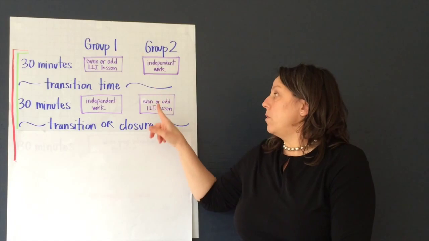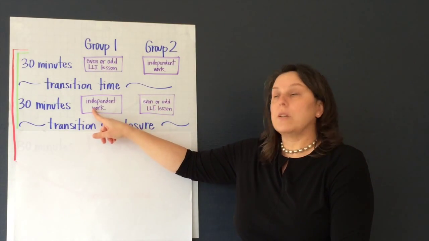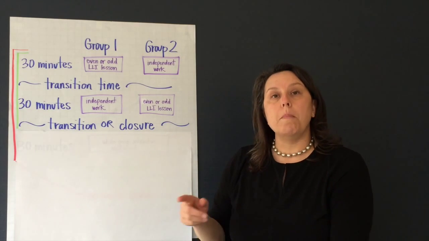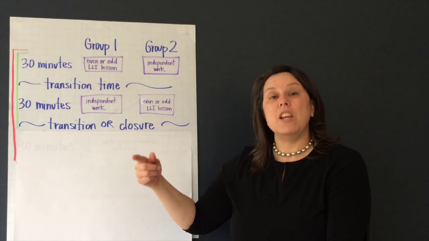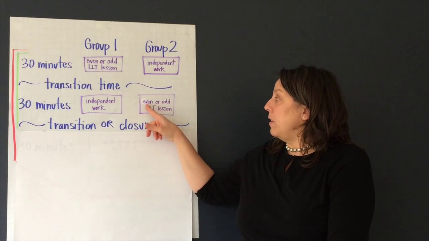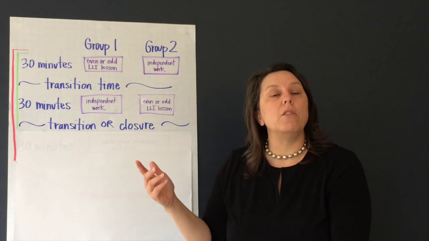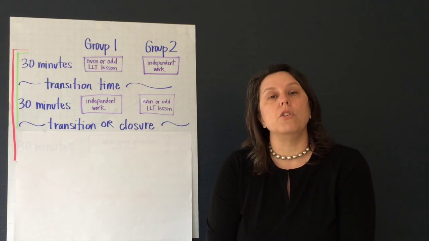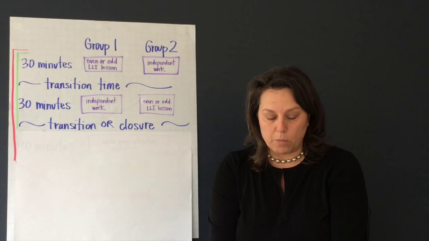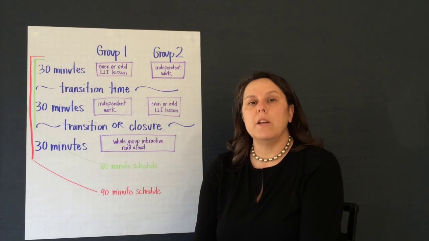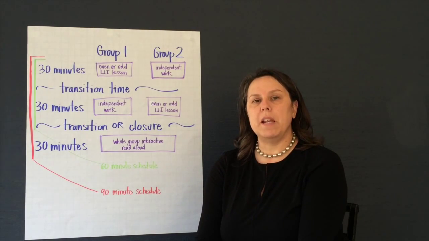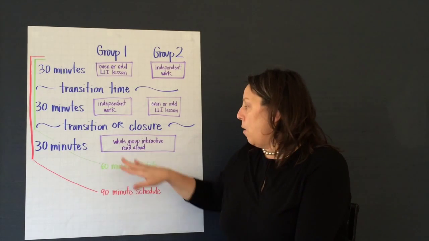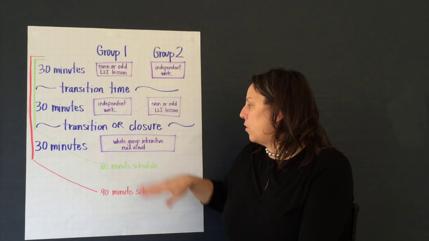Your group 1 students will then have their independent work time, and your group 2 students will have their LLI lesson with you. Remember, you'll go through the lessons in order, so each group is either in their even or odd lesson. You'll follow the lesson structure very carefully during that group's time with you. For those of you lucky enough to be working with your students for 90 minutes, we've added a third 30-minute block to this schedule. We're calling this whole group interactive read aloud.